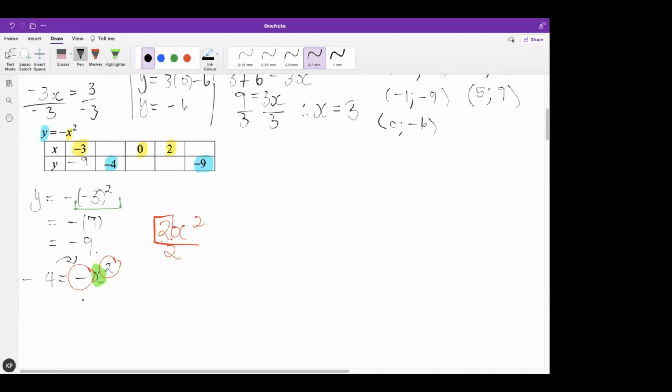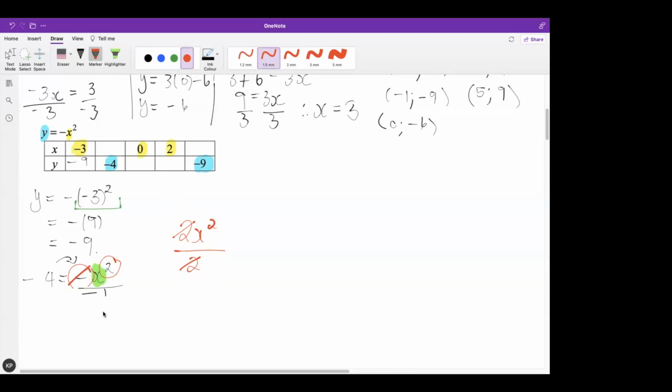Divide by negative 1. Do you understand why? Can you explain, please? Okay, so do you see here? Let's go back to my example. Let's say I had a 2x squared, right? The reason we divide by 2 is so that this 2 and this 2 would cancel out. Do you agree? Yes, ma'am. So in this case, we want to get rid of a negative 1. So we divide by negative 1.